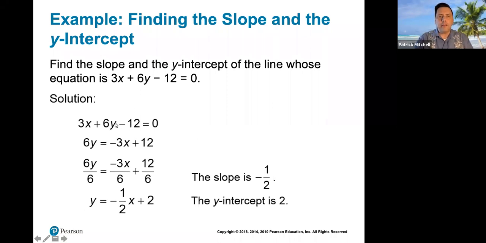All right, so what they've done is subtract 3x from both sides and then add 12 to both sides. That brings us here. And then divide everybody by 6. 6 divided by 6 is 1. Negative 3/6 simplifies to negative 1/2. 12 divided by 6 is 2. This is now in the form y equals mx plus b. The slope is negative 1/2 and the y-intercept is 2.